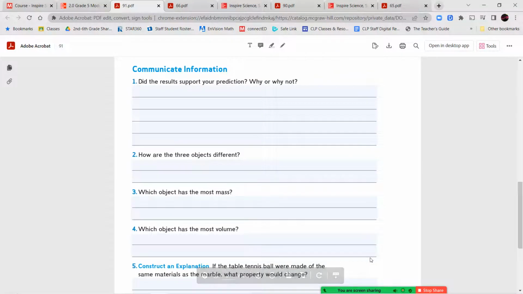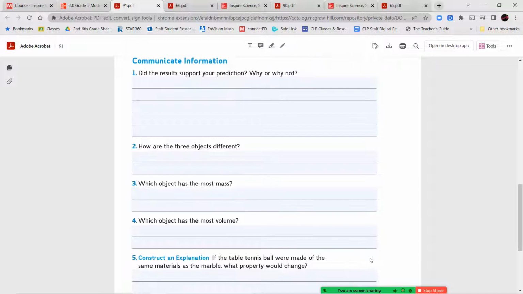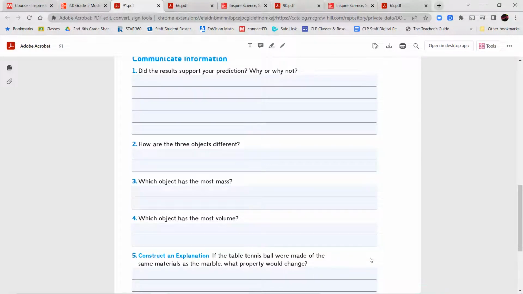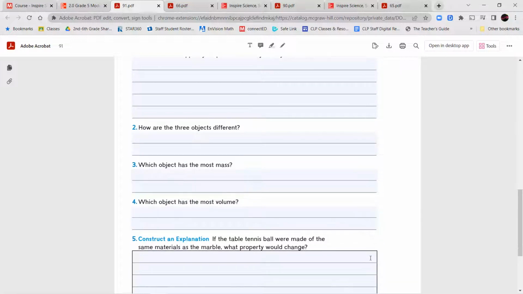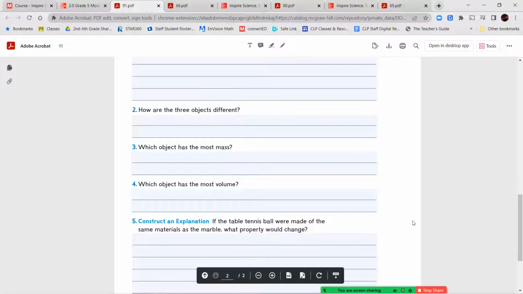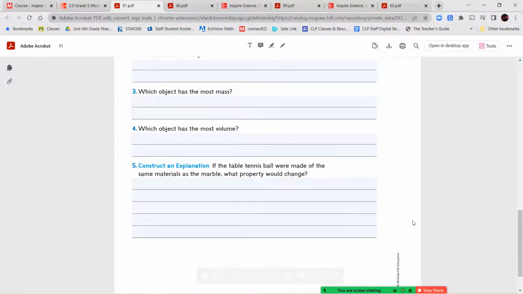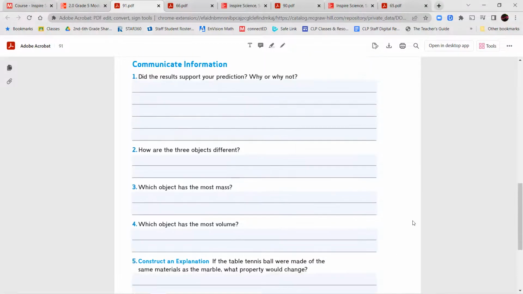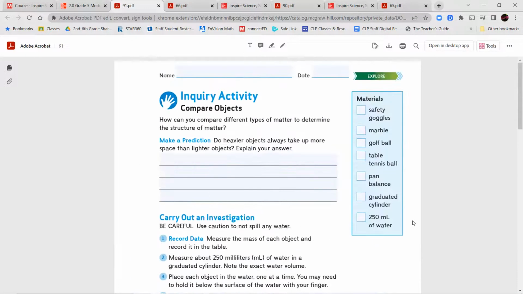Once you've completed that, you're going to answer your questions. Did the results support your prediction? Why or why not? How are the three objects different? Which object has the most mass? Which object has the most volume? And for number 5, if the table tennis ball were made of the same material as the marble, what property would change? So we're going to go through and answer these questions carefully once we've completed this activity.